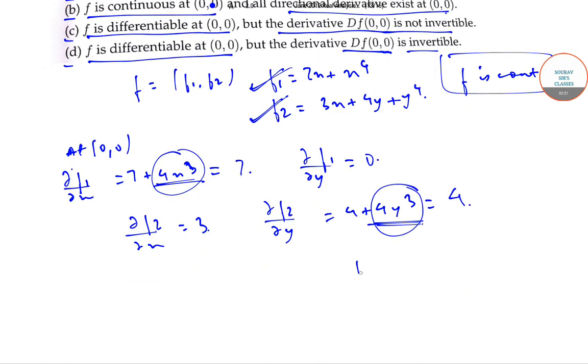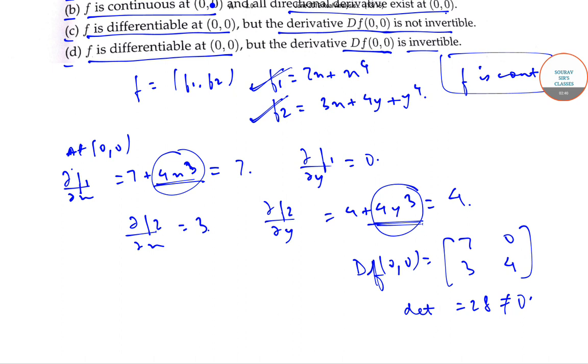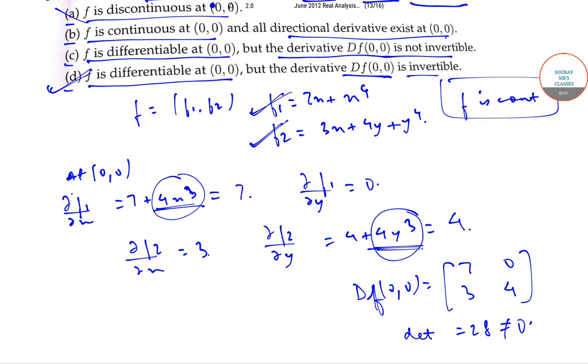So df(0,0) is equal to the matrix with rows (7, 0) and (3, 4), and the determinant is equal to 28, which is not equal to 0. Thus it is differentiable and the derivative is invertible. So option D is correct, whereas option C is incorrect.